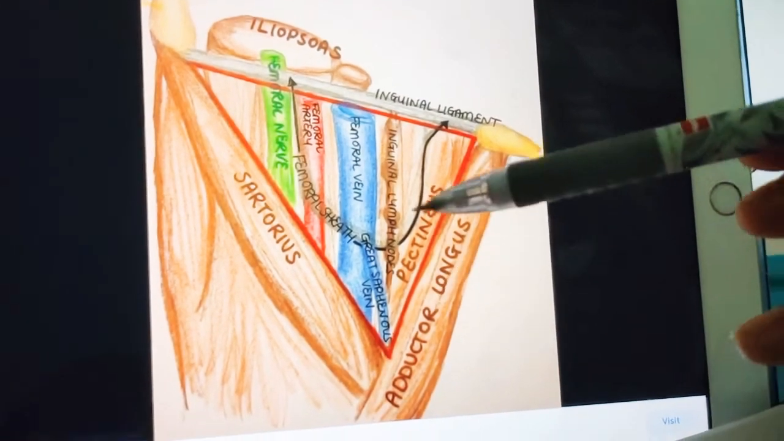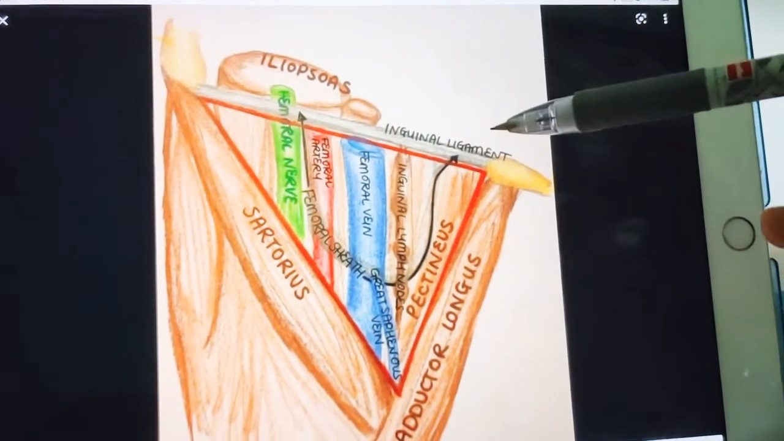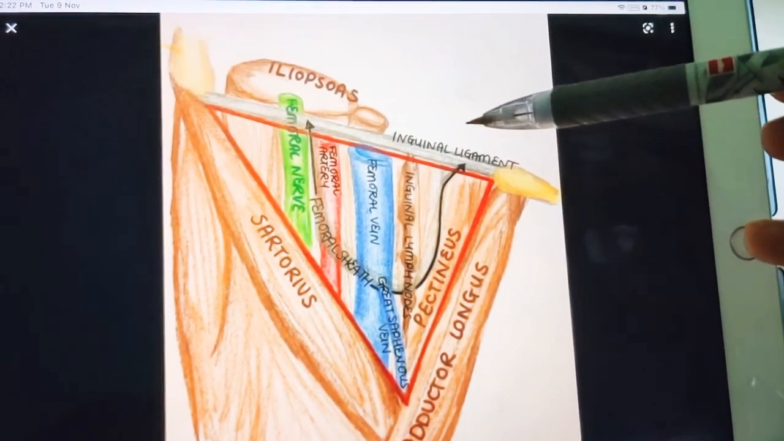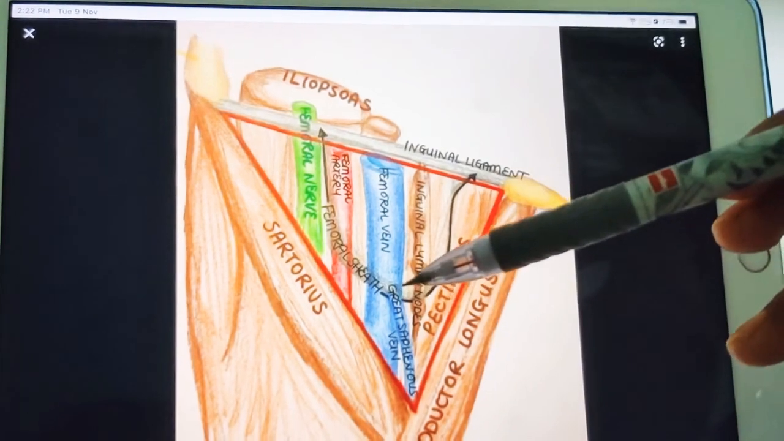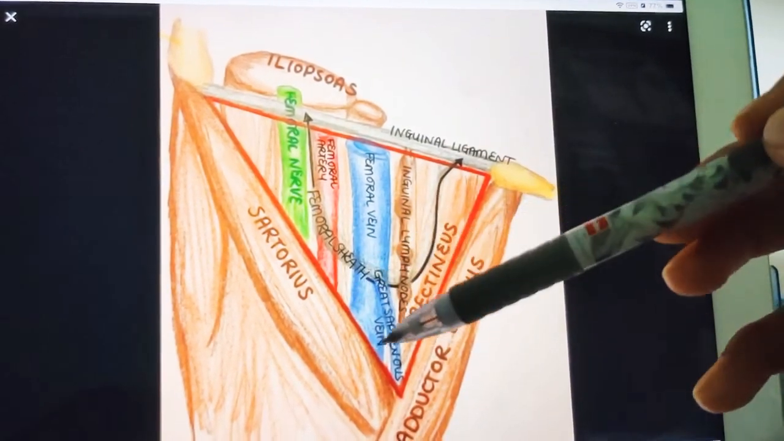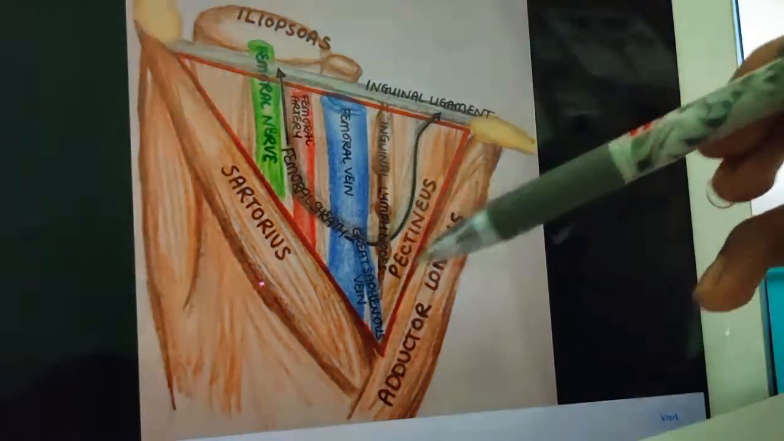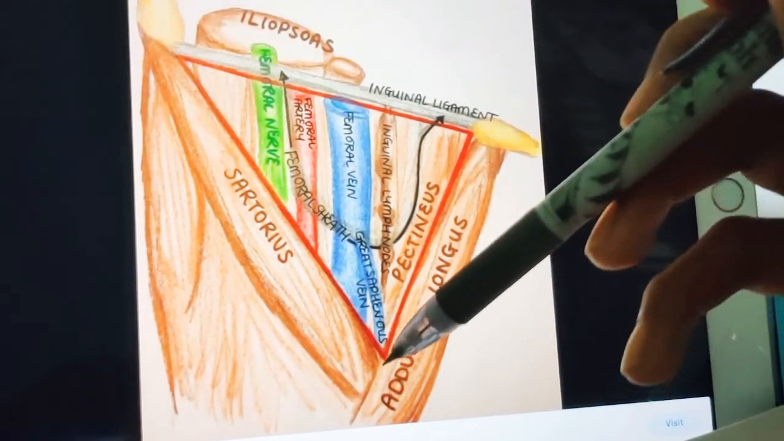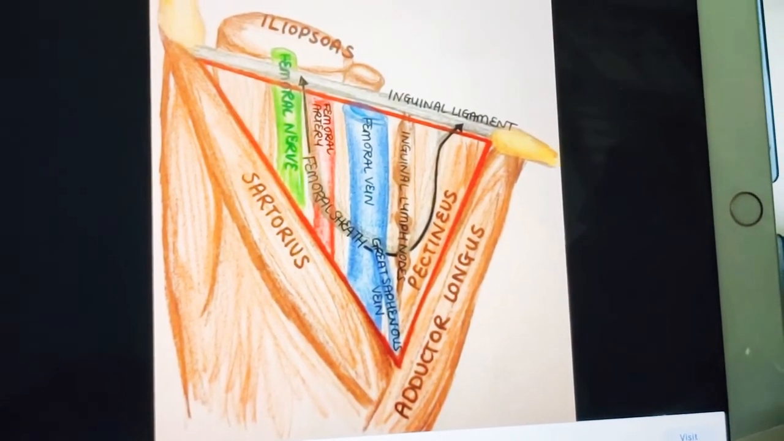And the base, you can see, this is the apex, whereas this one is the base, right? So the base of this triangle is formed by the inguinal ligament, and the apex is directed downwards, formed by the point where the medial and lateral boundaries meet, right? The apex is continuous below with the adductor canal. We'll discuss the adductor canal in this video itself.